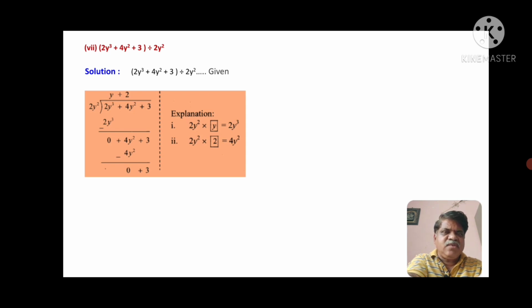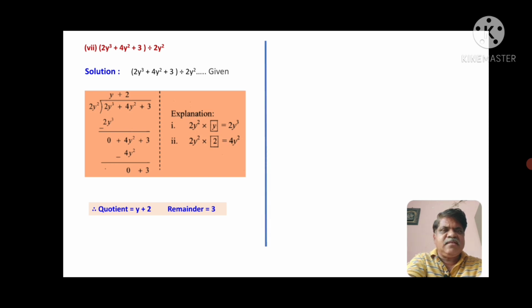Now 4y square we have to get. In the second explanation you could see 2y square is multiplied by what number? So we are getting 4y square. The answer is 2, and that 2 will become the second term of the quotient. So 2y square into 2 is 4y square, written below. So here you will get that the quotient is equal to y plus 2 and the remainder is 3.